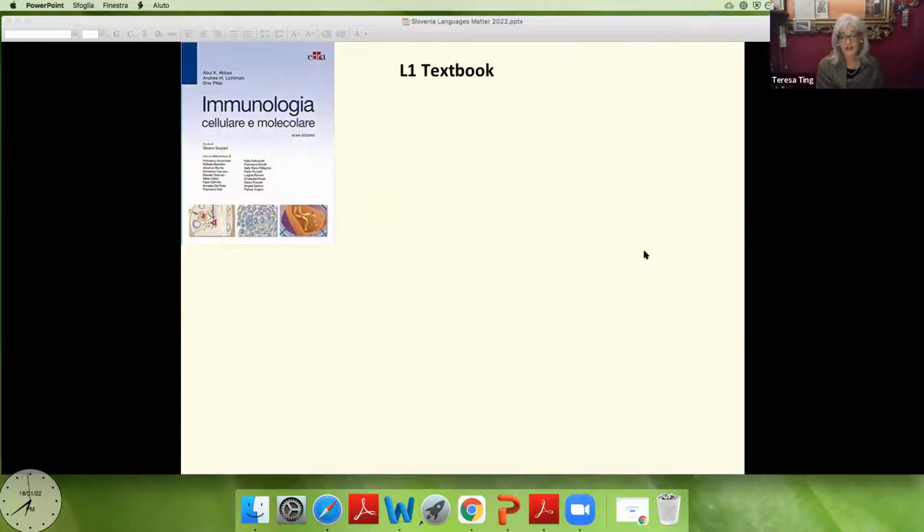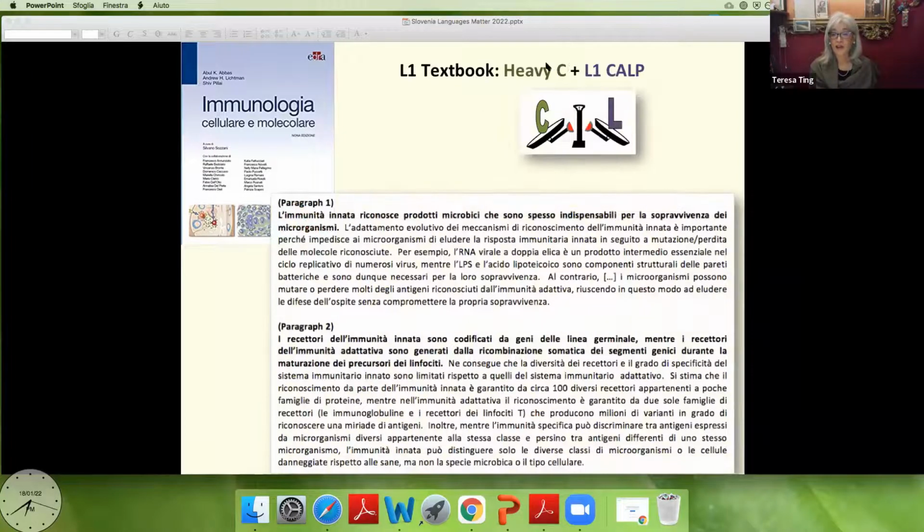I took this from my son's medical school textbook on immunology. Okay, L1 textbook. Where are we? Heavy content and heavy language, potentially breaking the balance. So heavy concepts and L1 calc, potentially breaking the balance.